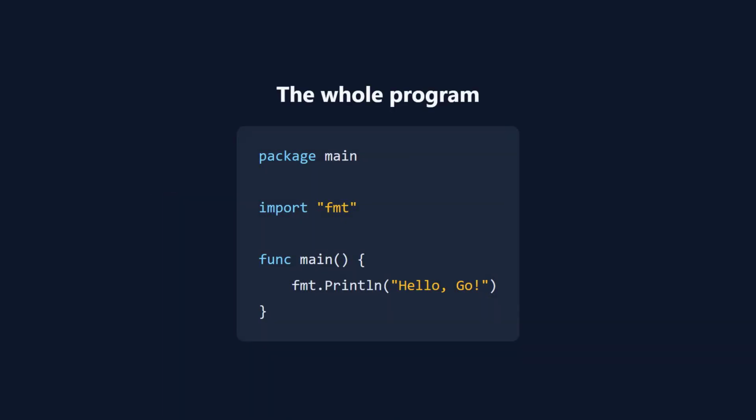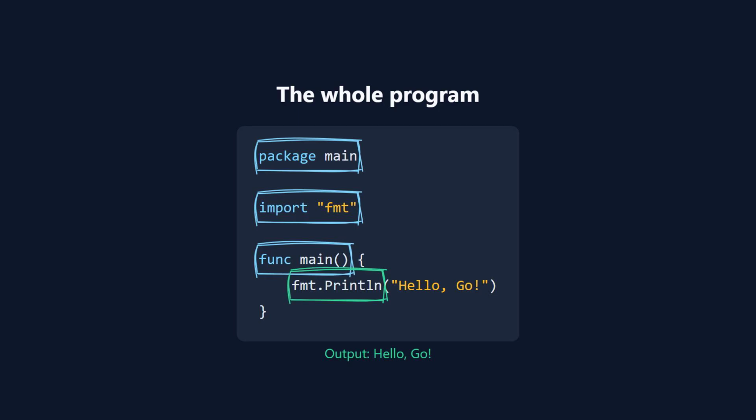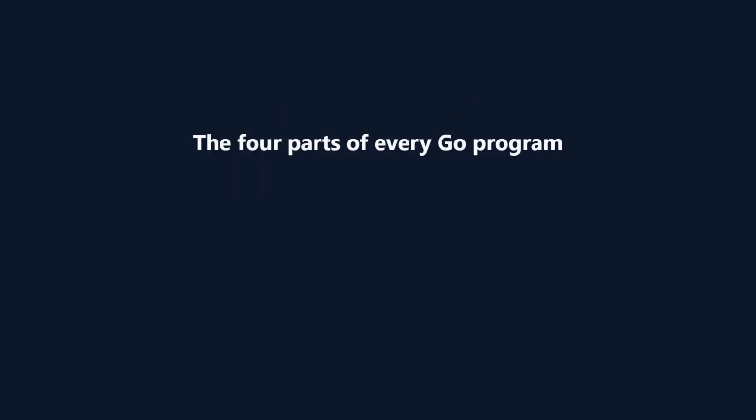This is it. The whole thing. The first line says, package main. The third line imports something called fmt. The fifth line declares a function called main. And the sixth line, the only one that actually does any work, prints hello, Go. 4 parts. We are going to go through them, one at a time, in that order. Every Go program you will ever write has these same 4 parts.